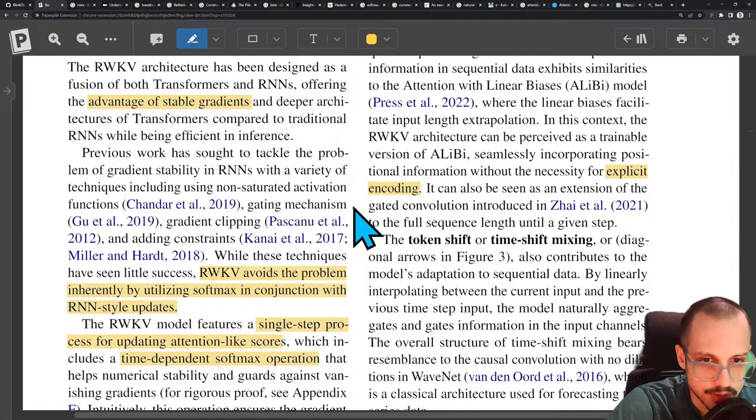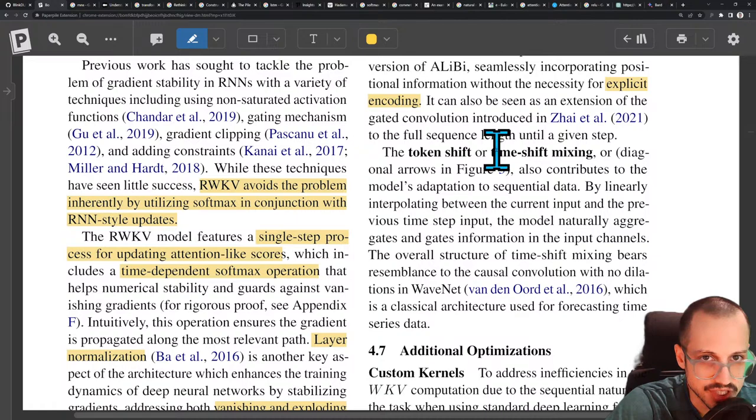It can also be seen as an extension of the gated convolution. The token shift or time shift mixing also contributes to the model's adaptation to sequential data. By linearly interpolating between the current input and the previous time step input, the model naturally aggregates and gates information in the input channels.